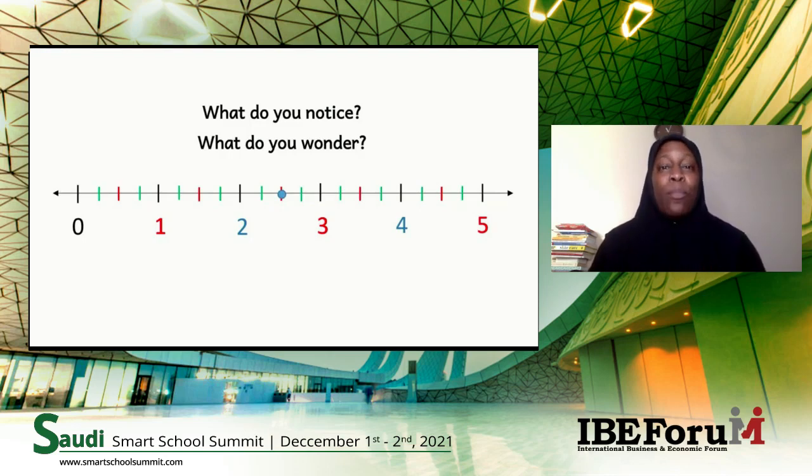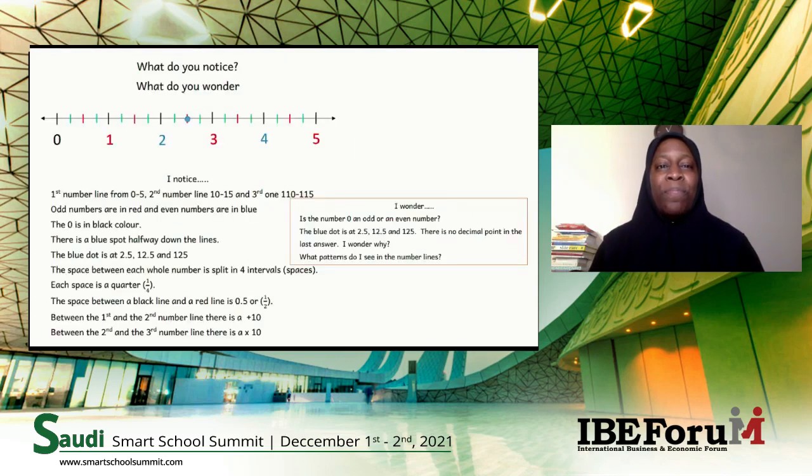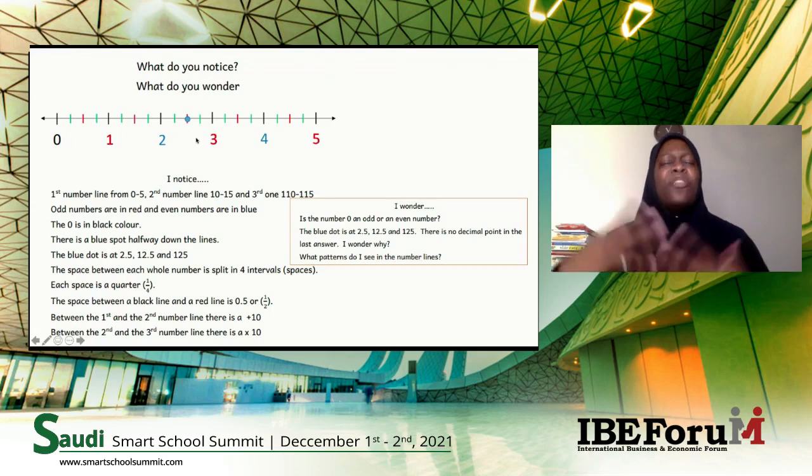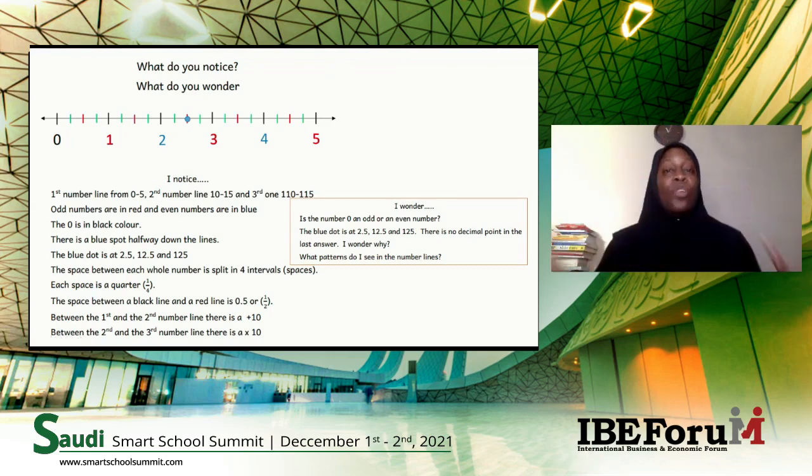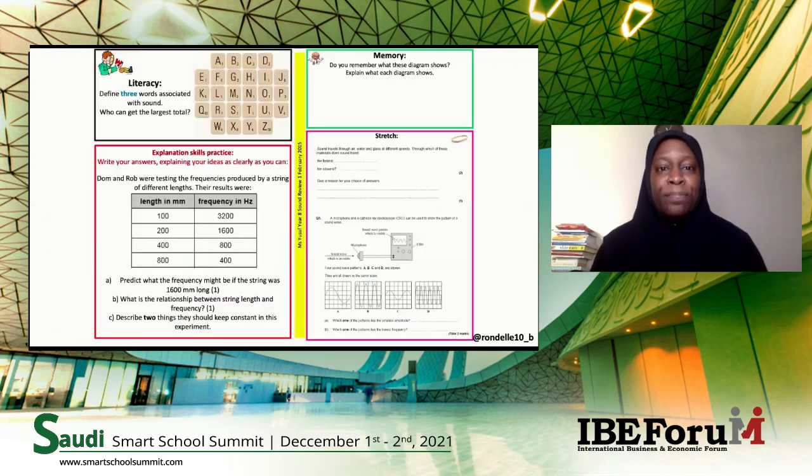Now, if we had more time, I'd actually pause and get you to actually share in your chat what you notice and what you wonder, but these are the type of things that you could actually come up with. You can actually notice that the 0 is black, whereas everything else is either in blue or red. You can talk about the dot that is halfway between the number 2 and 3, and so it goes on. A very simple activity that students can all engage with.